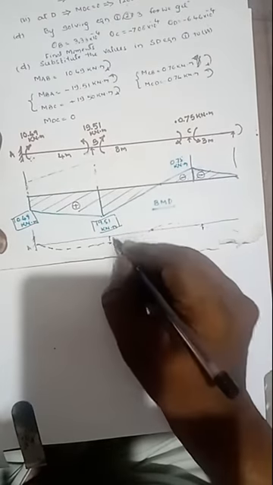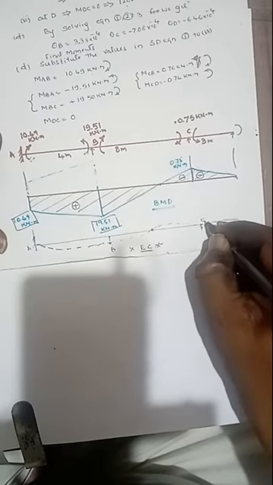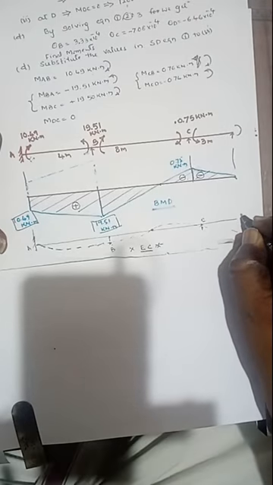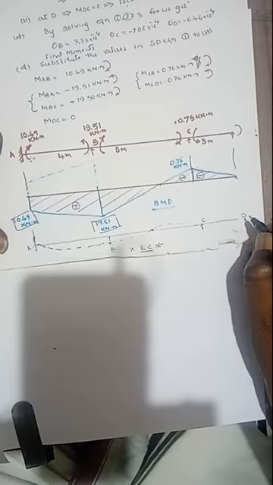This is the elastic curve. It is like this. This is end A. This is support B. This is support C. This is end D.